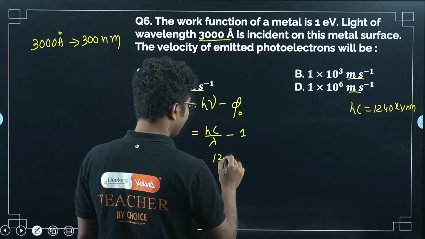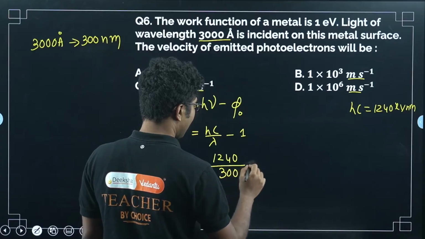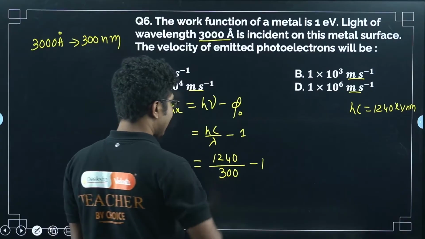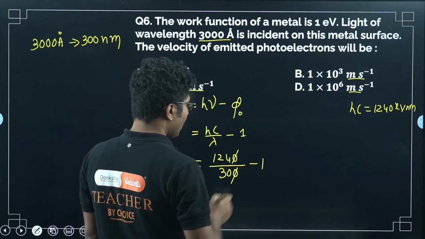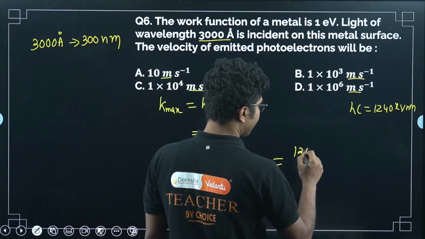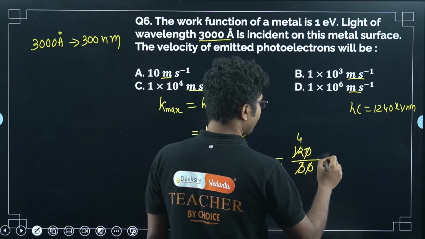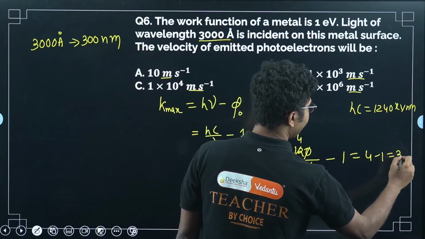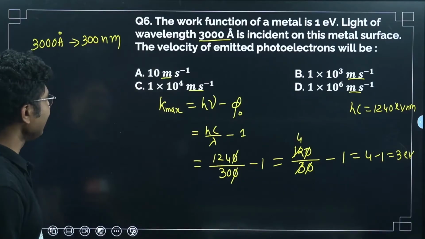So 1240 divided by 300 minus 1. This is the K max. Okay. Now what is K? 0 cancels. So what you can do, you can even approximate this 124 to be 120 and divide it by 30. So you will get 4 minus 1. So 4 minus 1 is 3 eV. Okay. So we have achieved the K max as 3 eV.